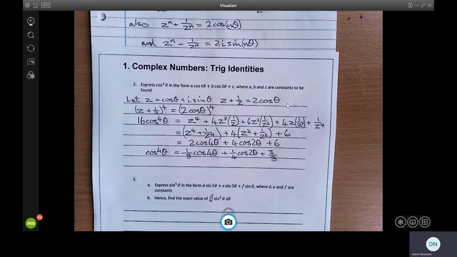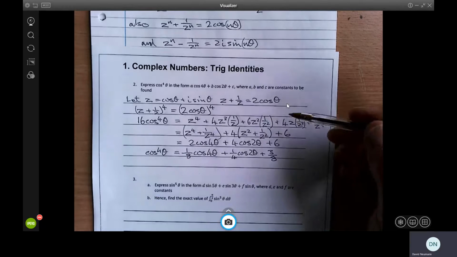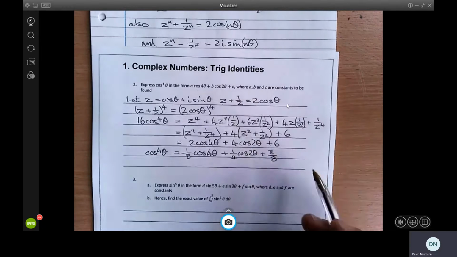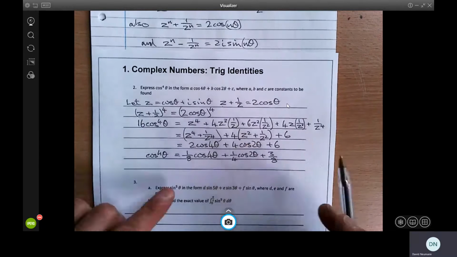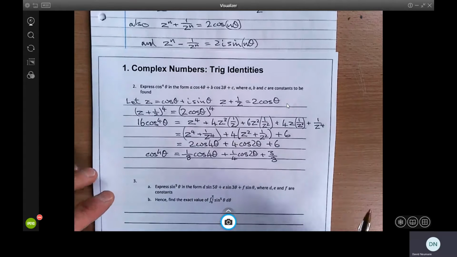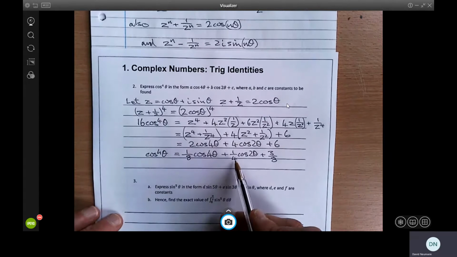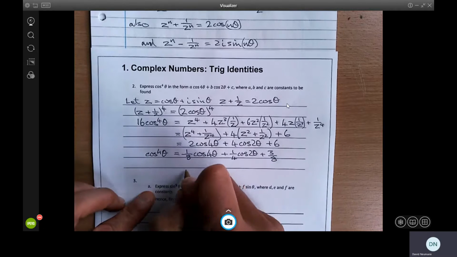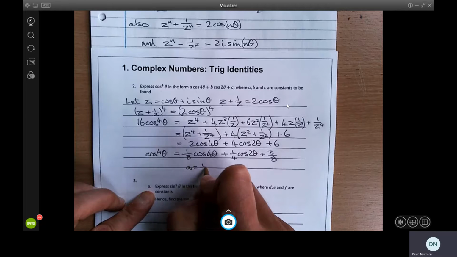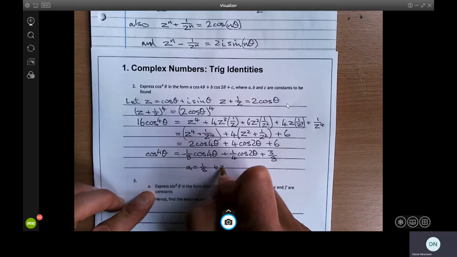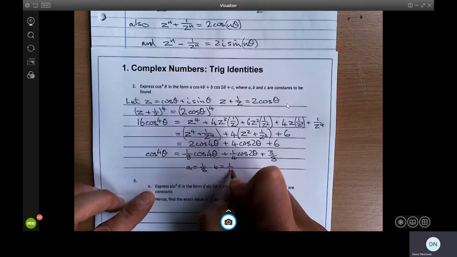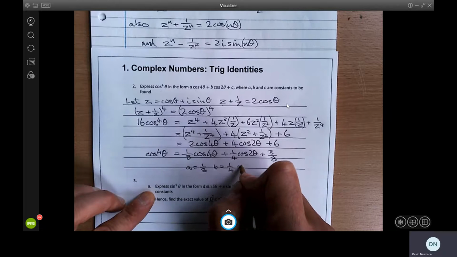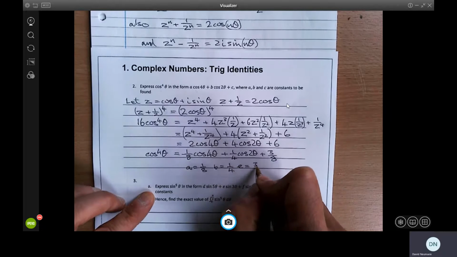And we've shown this trig identity. So our A is equal to 1 over 8, B is equal to a quarter, and C is equal to 3 over 8. Okay. A equals 1 over 8, B equals a quarter, and C equals 3 over 8.